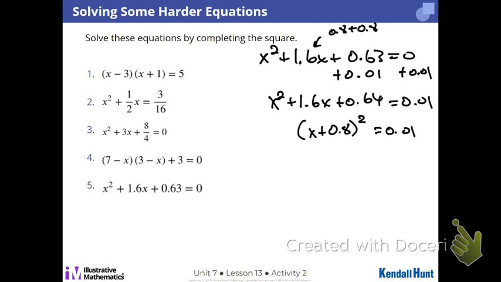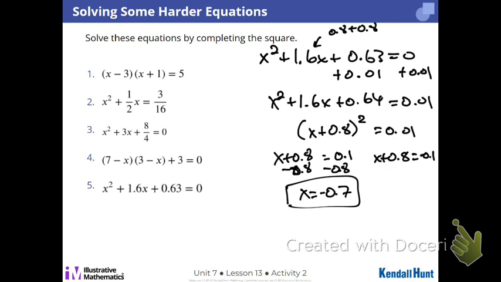And you could check the square root of 0.01 in your calculator, but it is 0.1. 0.1 times 0.1 is 0.01. So 1/10 and negative 1/10. I'm going to isolate my variables. Negative 0.7 and negative 0.9. There's the two answers.